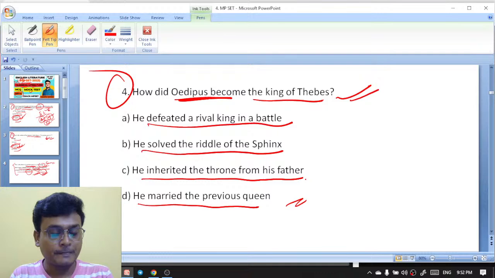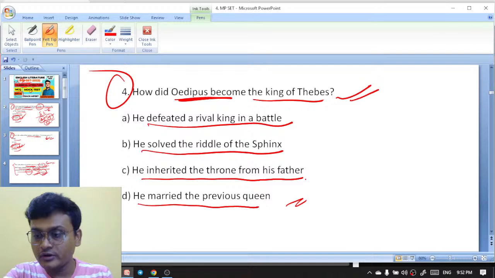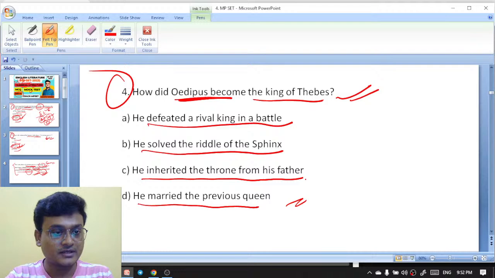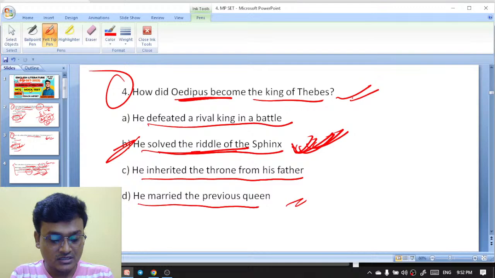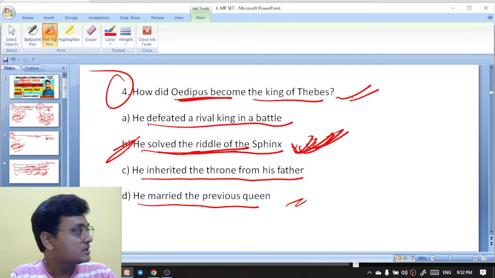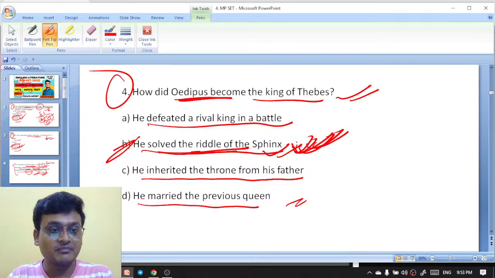Actually, Oedipus did not know who was his father, who was his mother. After solving the riddle of the Sphinx, Oedipus became the king of Thebes. Excellent, Swati. It is B. He solved the riddle of the Sphinx. He did not know who his father was. After killing his father, he married his mother. So this is Oedipus. He solved the riddle of the Sphinx and became the king. So here B is the right answer.